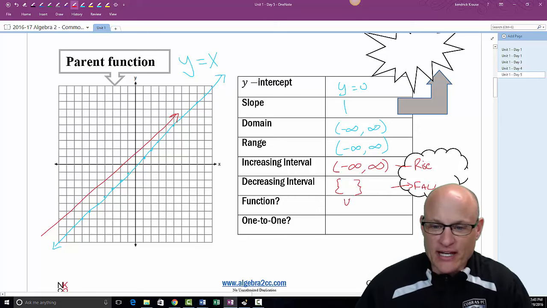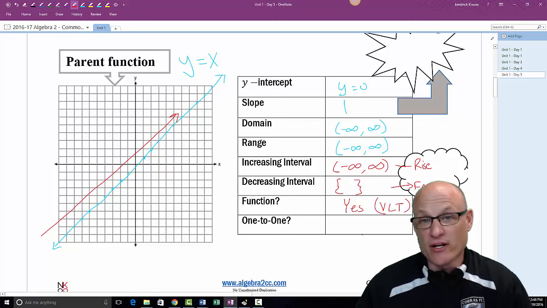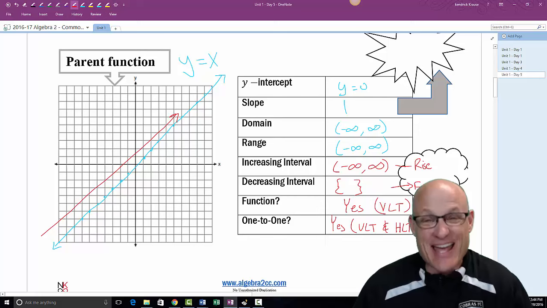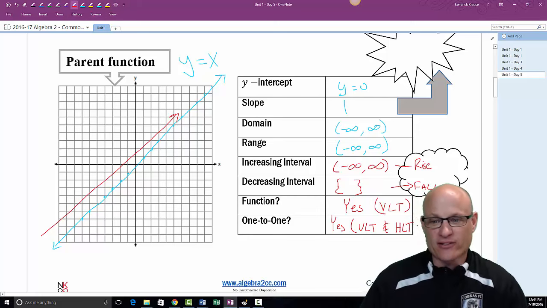Is it a function? Yes, of course it is a function, because it passes the VLT, the vertical line test. Is it a one-to-one function? Yes, it is, because it passes the VLT and the HLT, the vertical line test and the horizontal line test. Don't forget, it's got to pass both.